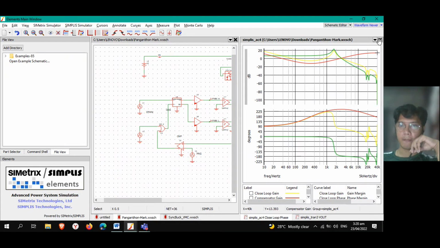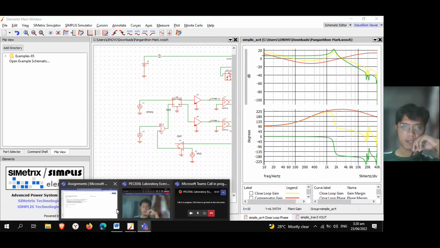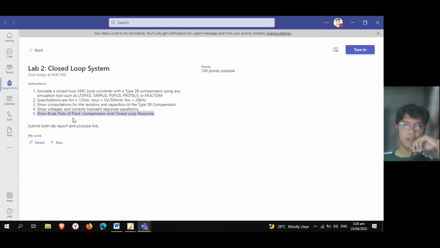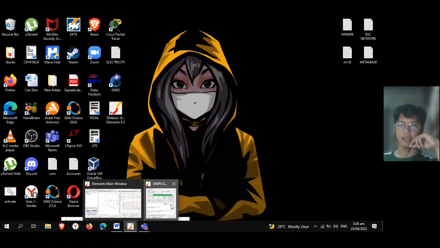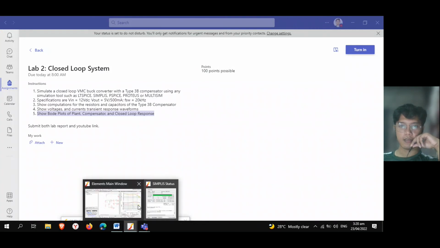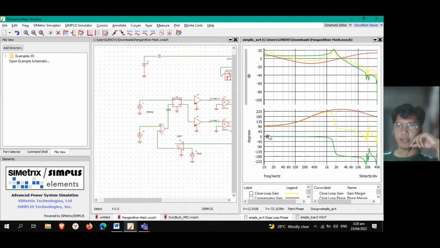So the next instruction is to show the Bode plot of the plant, compensator, and closed loop response. I already mentioned that earlier, which is this, and it has been explained.